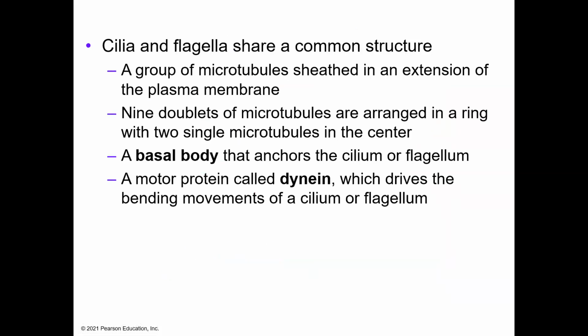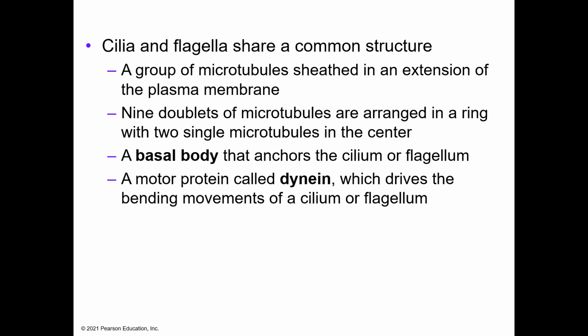Now, cilia and flagella share a very common structure: a group of microtubules sheathed in an extension of the plasma membrane. There are nine doublets of microtubules arranged in a ring that surround two single microtubules in the center. This nine doublet and two single microtubule structure is attached to what we call a basal body that anchors the cilium and flagellum to the cell.